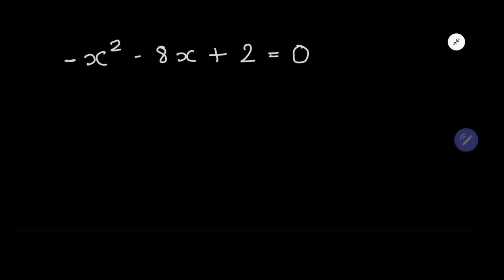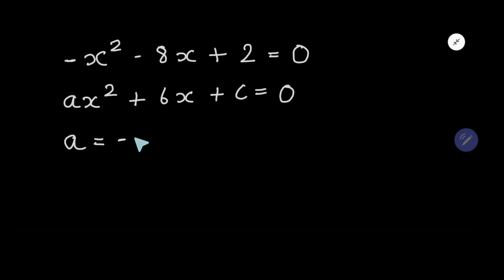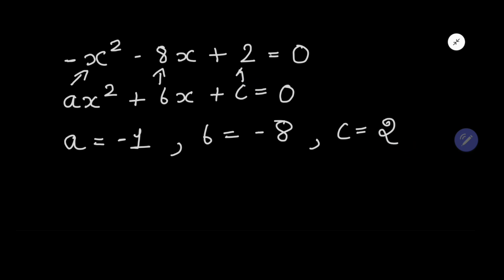So if we compare this equation with the general quadratic equation, which is ax square plus bx plus c is equal to 0, a is equal to minus 1, b is equal to minus 8, and c is equal to 2.